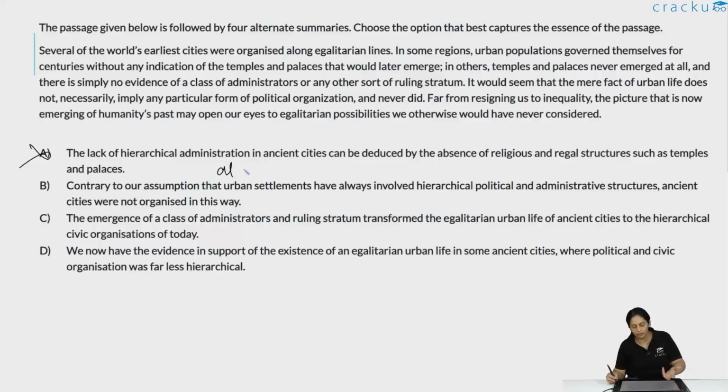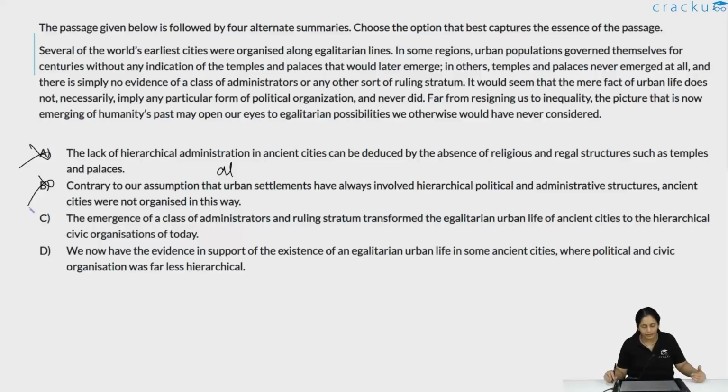Some of them did not involve. So because of the fact that "all" and "some" are being distorted over here, I'd say B is not a good summary. And it's not an assumption, this is what we always thought to be true, but new research or new developments are showing that this was not true as such.